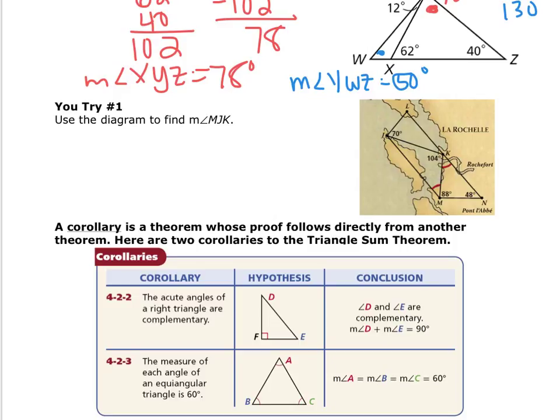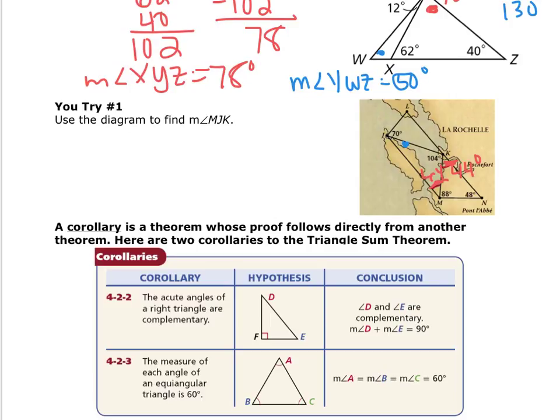Okay, on this U try, first of all, you should have noticed these congruent arcs right here. So the angle I need to find is MJK. So that is this angle right here. So I want to start over here with this triangle that I have two angle measures given in. So I want to figure out when I do 88 and 48 and take that away from 180, I am left with 44 degrees right here. And because they're congruent, I'm going to put 44 right there.